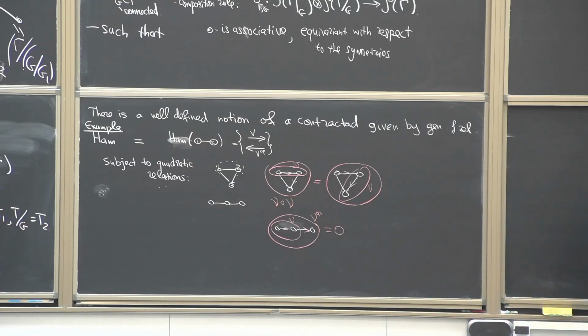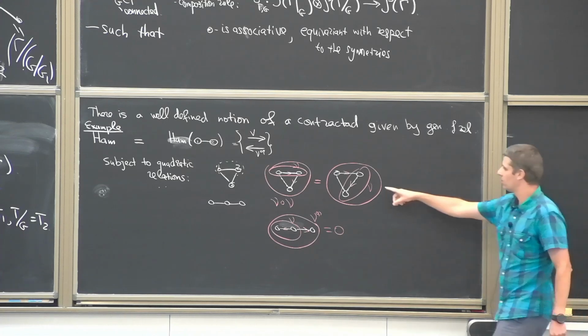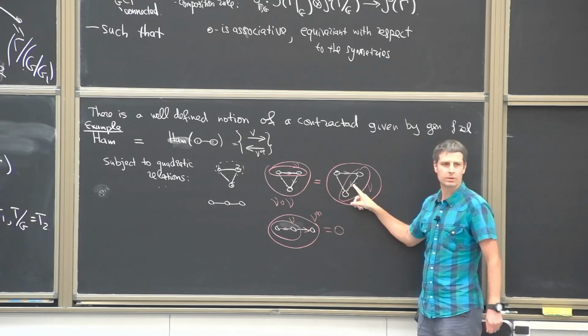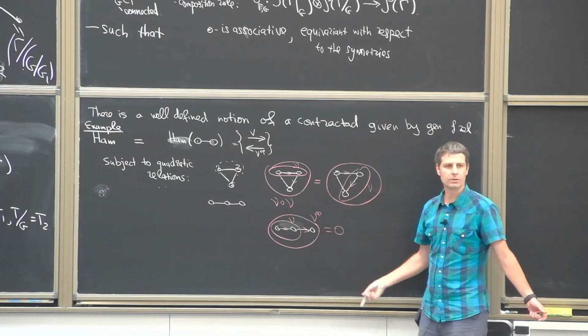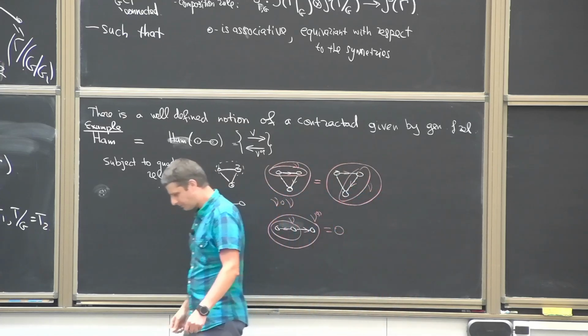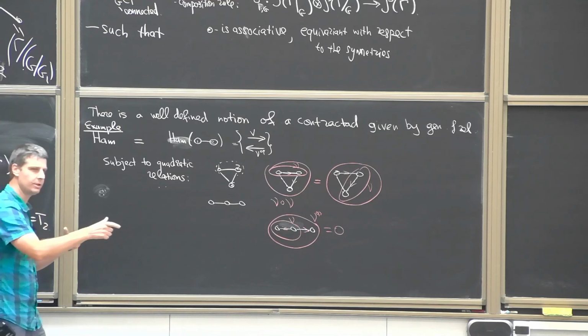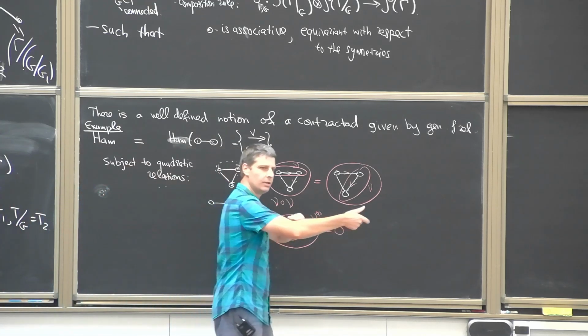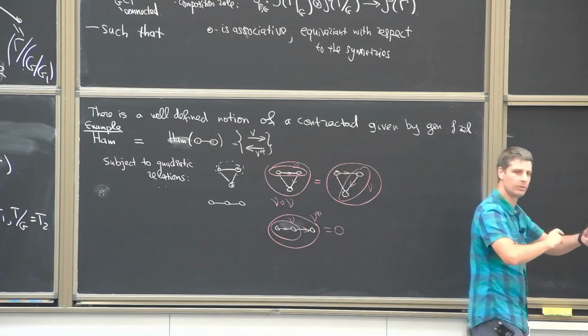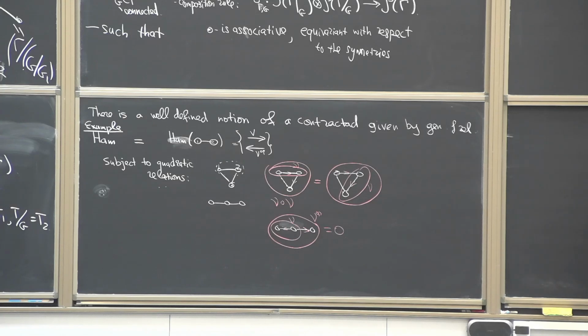Sorry? No, this one is not monomial. This one is equal to this one. These are not monomial relations. The relations are something like set theoretic. So you have either some monomial equal to 0, or the composition is equal to the composition the other way around. Something like that.